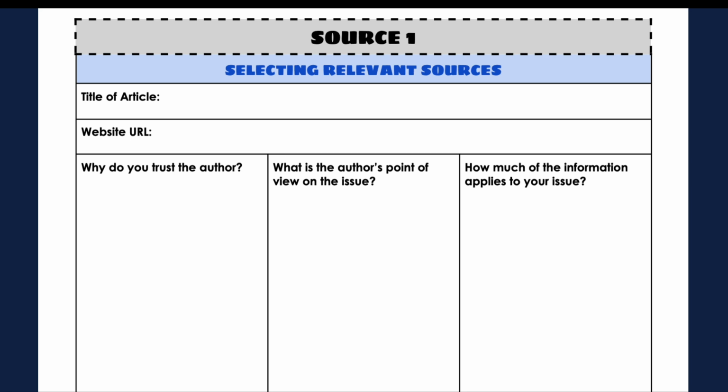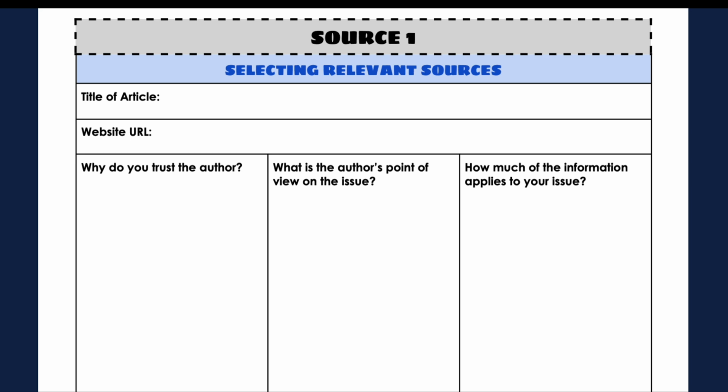So for this phase, the skill for selecting relevant sources, what you're going to do is try to find some articles. When you find one that applies to your issue, you write down the title of the article and then copy in the URL, the address where you found it. And then there are 3 questions to respond to for selecting relevant sources. The first one is, why do you trust the author? So it could be the author or the source in general, but what makes this a credible or reliable source, particularly regarding the issue that you've chosen?